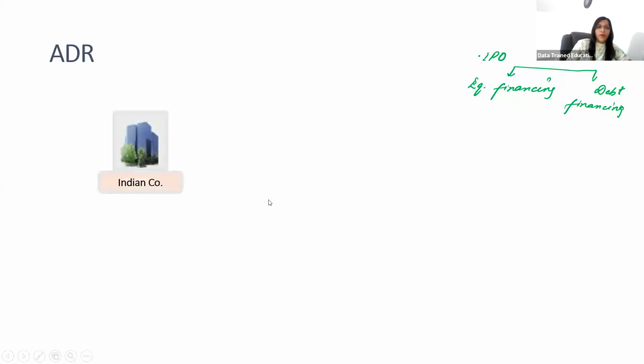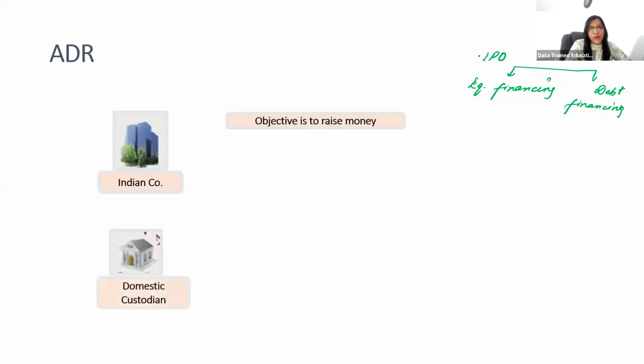This is the process flow. Let's say there is an Indian company, ABC Limited. And what is the objective of the Indian company? They want to raise money from a foreign investor, an American investor.